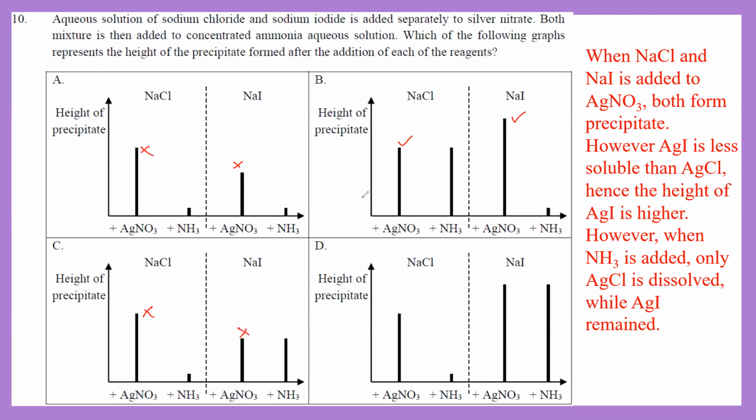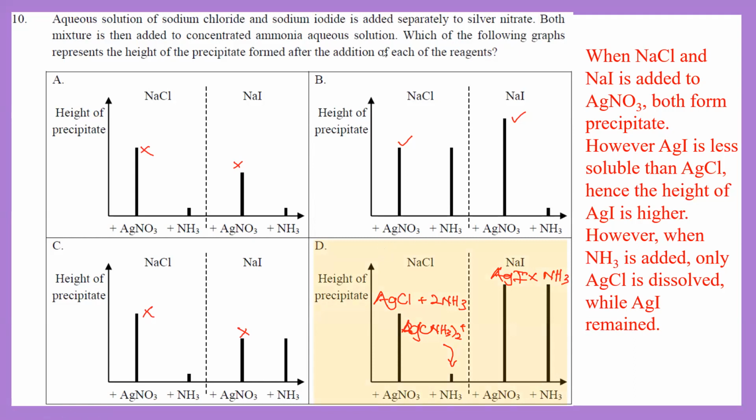Okay, then when you add ammonia, because silver chloride is soluble in ammonia, the precipitate dissolves to form Ag(NH3)2+. So that is why the precipitate decreases, whereas AgI has no reaction with the NH3. So that is why the best answer that describes all of these is actually D. Okay, so that is how you answer question number 10.